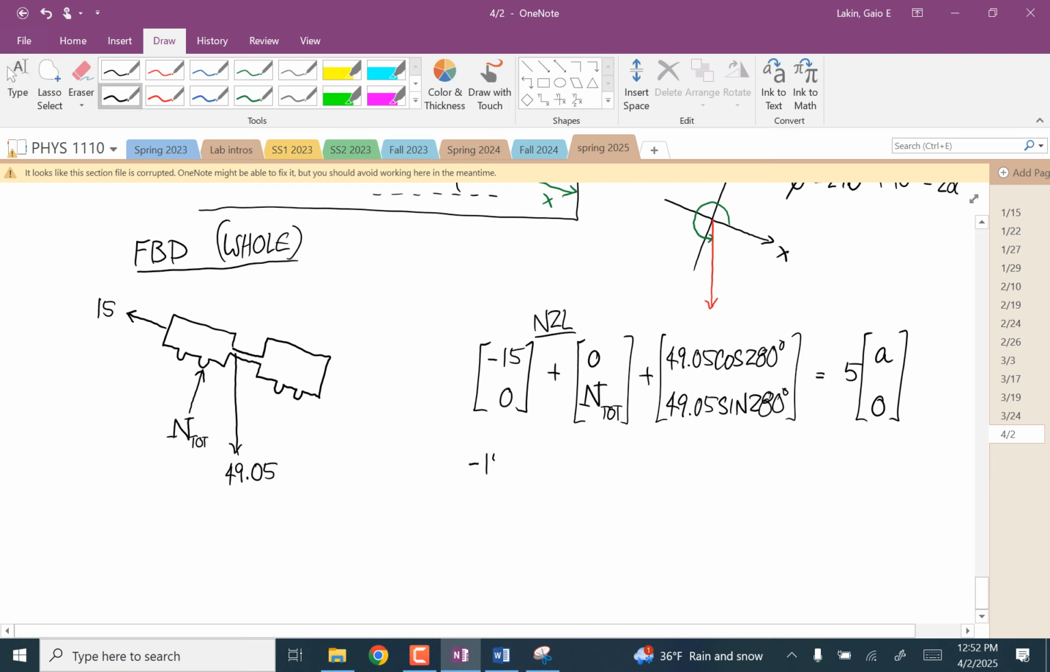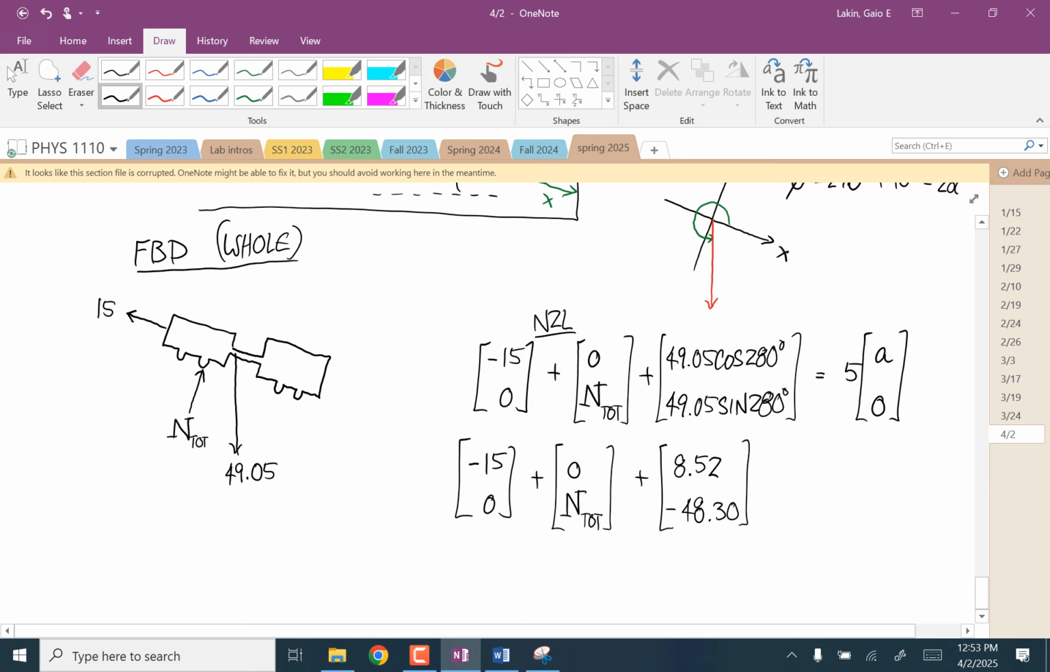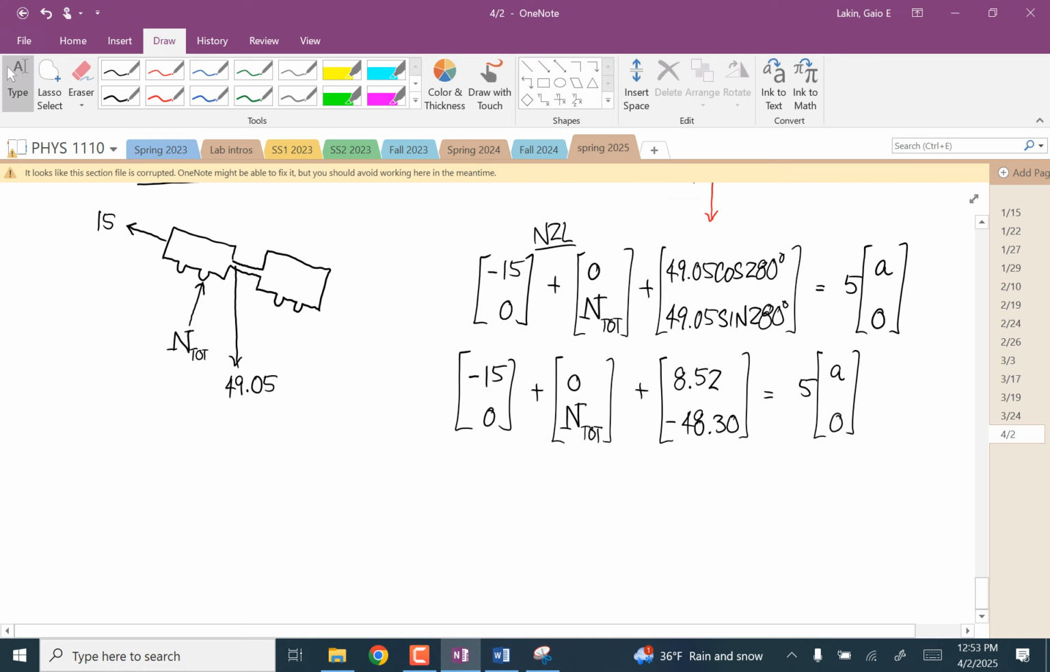Okay, I'll rewrite this one more time. So negative 15, 0, plus 0 in total, plus 8.52, negative 48.30, is equal to 5 times A. The x equation then says negative 15 plus 8.52 is equal to 5A. And so A is equal to negative 1.30.